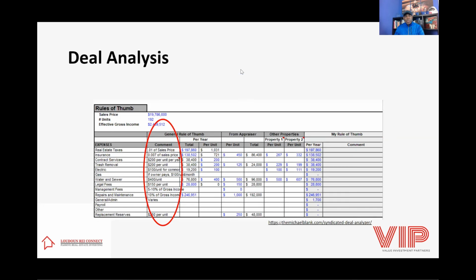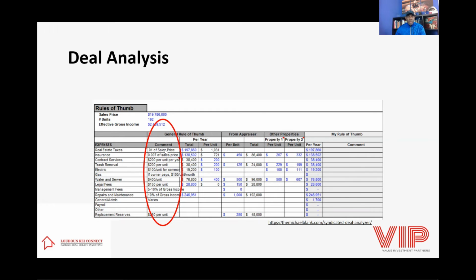The last one that I'm going to show you is that as you're doing your analysis, there are some rule of thumb numbers that you can use to calculate what your expenses are going to be, right? So real estate taxes is usually going to be about 0.01 of the sales price. Now, this is an estimate. Some places it's going to be 0.02.